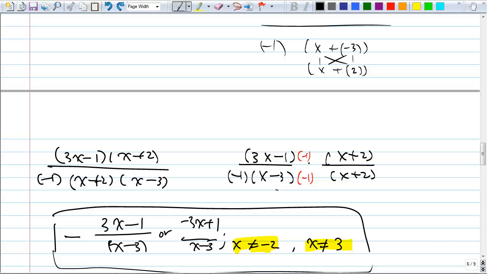Do you see how I got rid of this negative 1 from the denominator, moved it up to the numerator? That's essentially what I'm doing, right? Just dividing top and bottom by negative 1 over negative 1, which is what? What's negative 1 over negative 1?